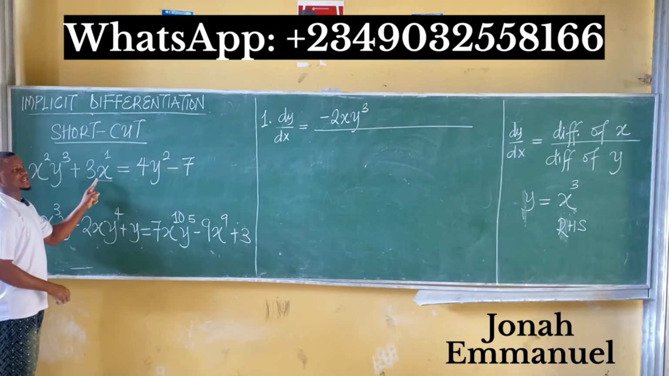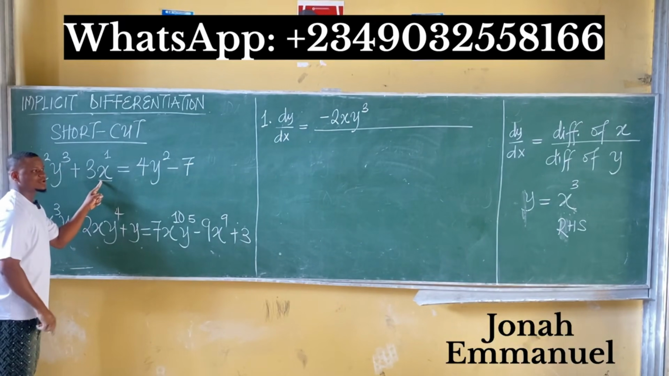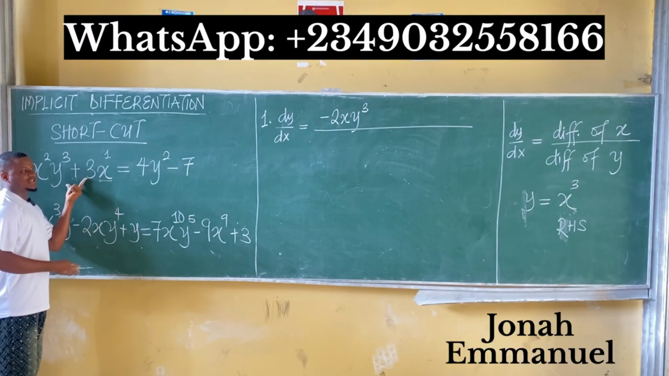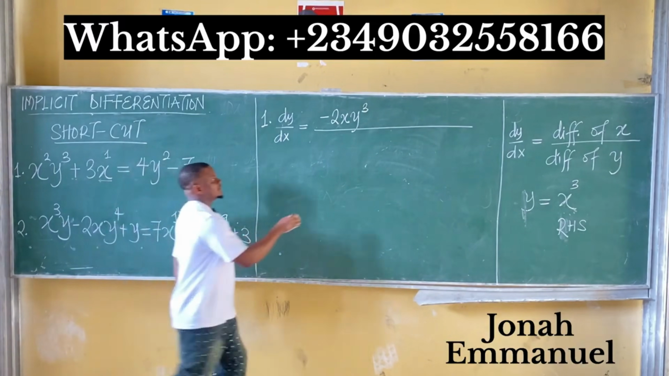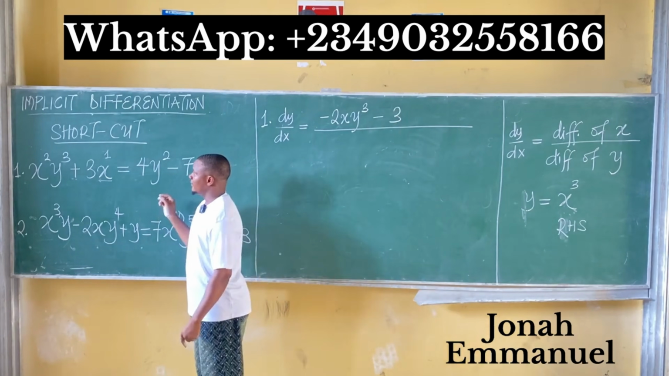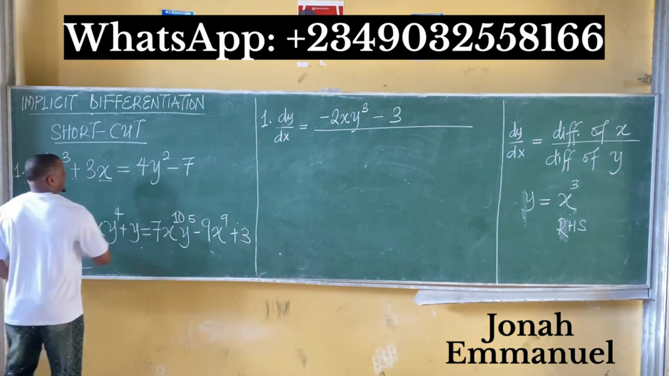This x here, is it in its natural position? No, so it becomes the opposite. The sign here is positive, so the opposite sign is negative. It becomes minus 3. Do we still have any other x term? No, I'm done. Now let's go with y.